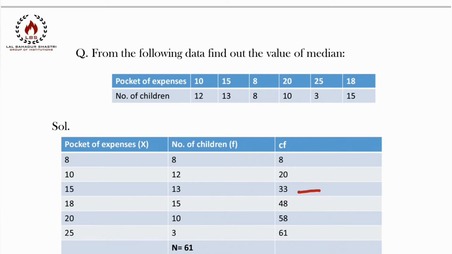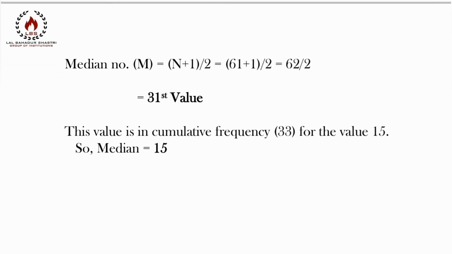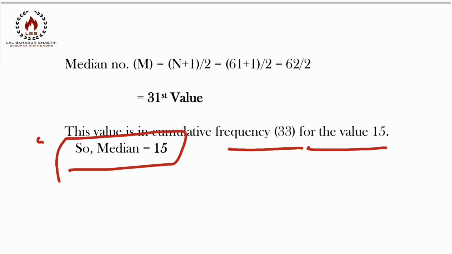Search for the 31st value. If it is not present, then search for the immediate higher value than this 31. So 33 is the immediate higher value. So this will be our median, either 31 or a number that is immediately higher than 31. This cumulative frequency 33 is for the value 15. So the median is 15. In this way you will find the median in case of discrete series.